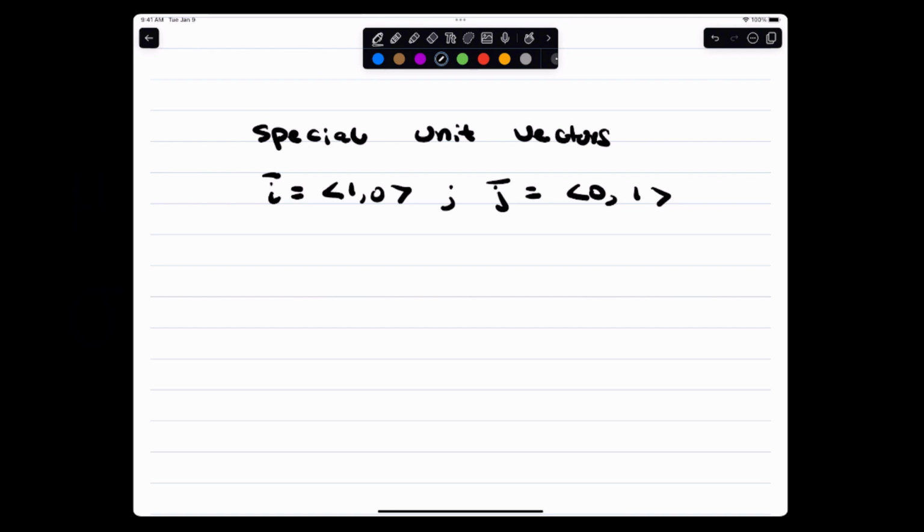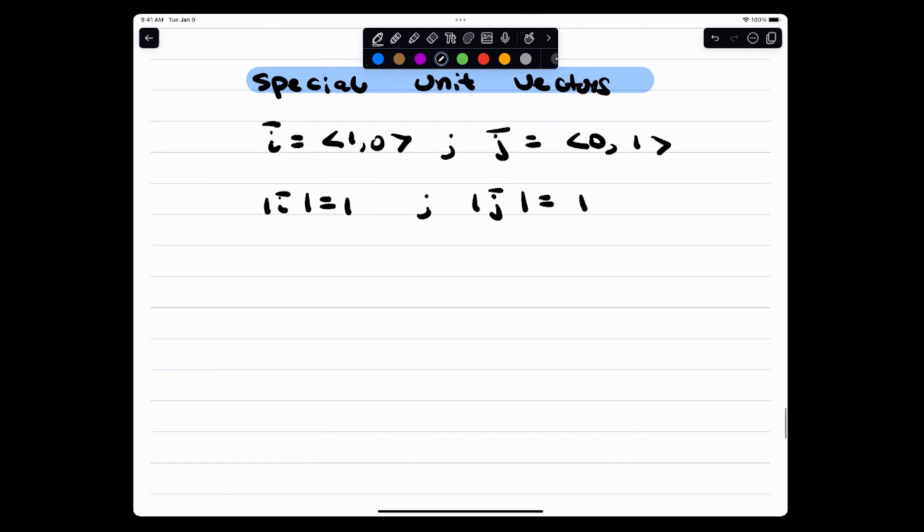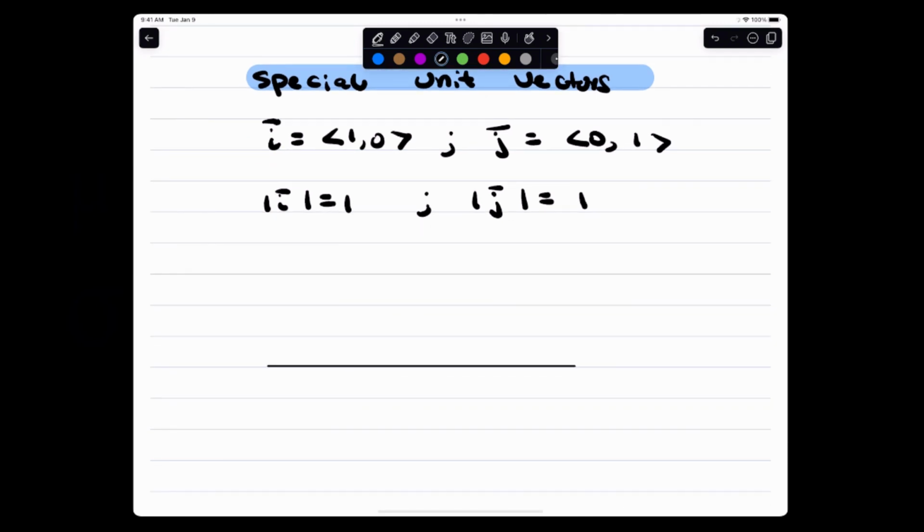Okay? So you got these special vectors, special unit vectors. And yes, the magnitude of that vector is 1, and the magnitude of the vector j is also 1. This is why we call them unit vectors. So if you were to try to graph these unit vectors, by the way, here's the graph of them. I'm going to do imaginary x and y axis.